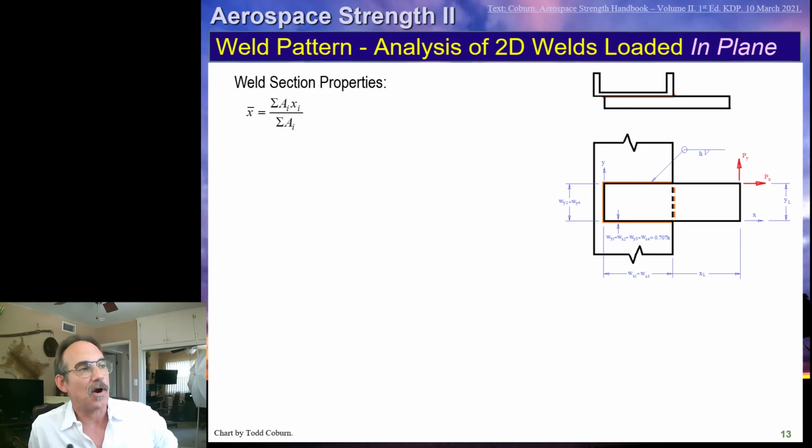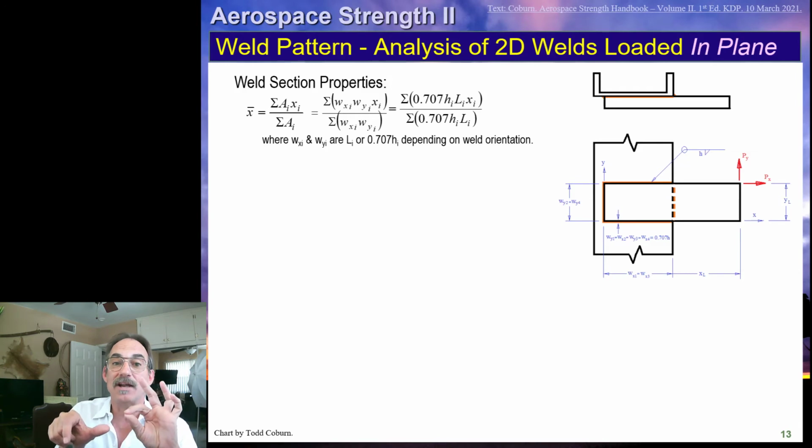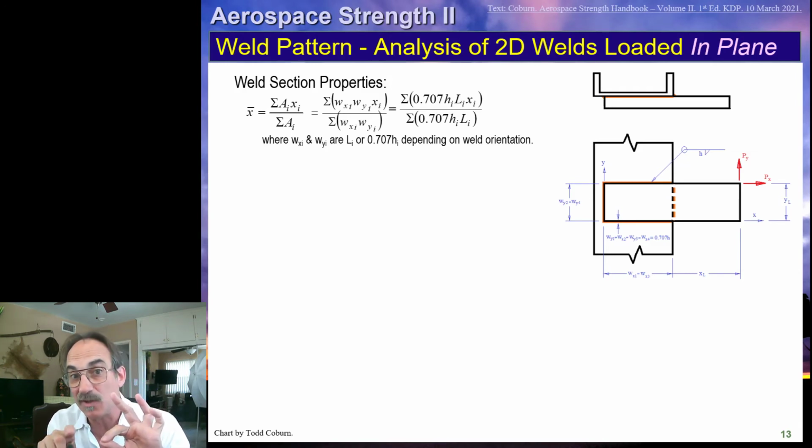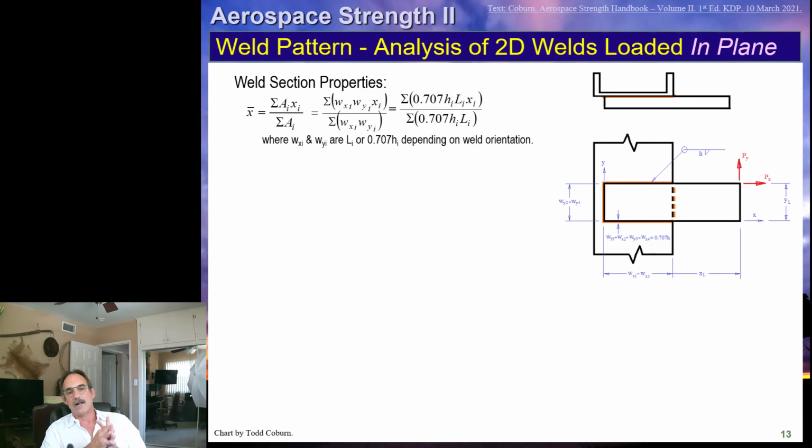So actually, the X bar is just the sum of the X's over the sum of the A's, which we can write for our purposes as the width in this direction times the width in this direction, which for a weld, the width in one direction will be 0.707H, and the width in the other direction will be L, right? For example, the vertical weld has a width dimension of 0.707H and a height dimension of L, okay? We can write this even simpler. We can just say it's the sum of the 0.707HL times X's over the sum of 0.707HL.